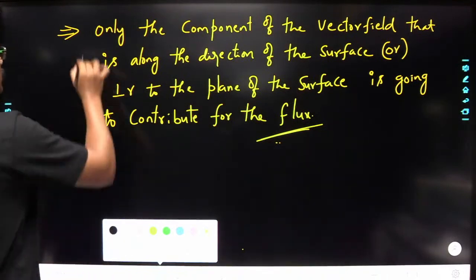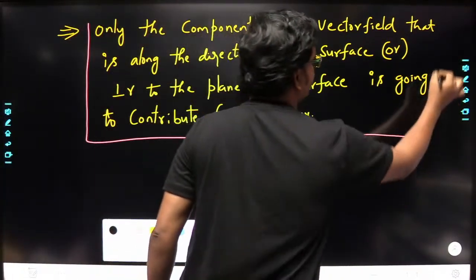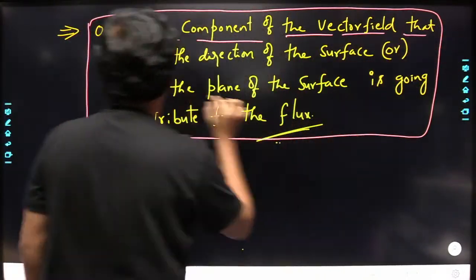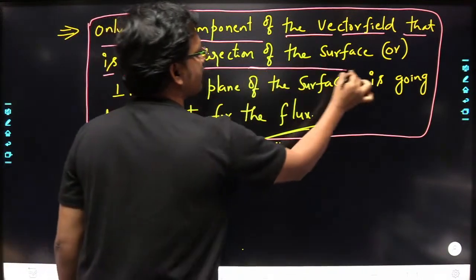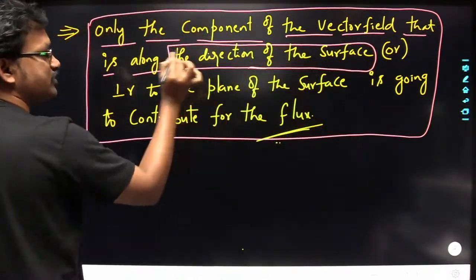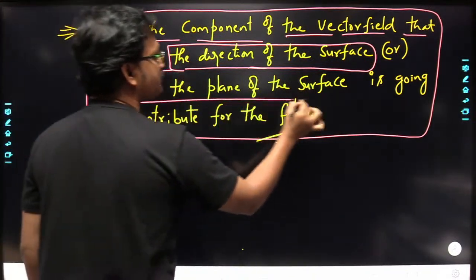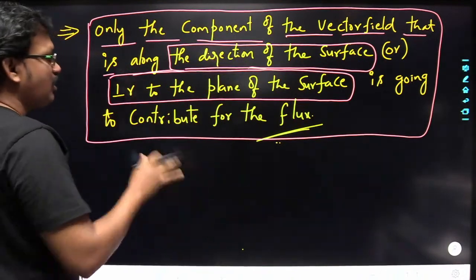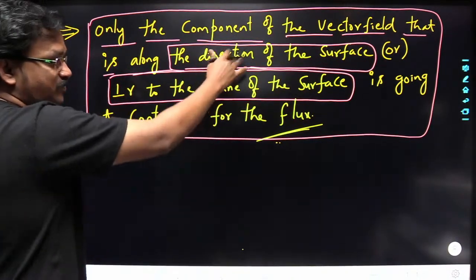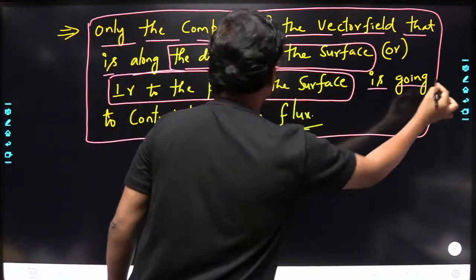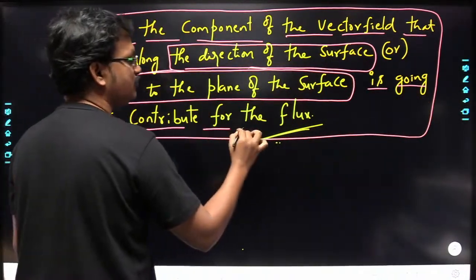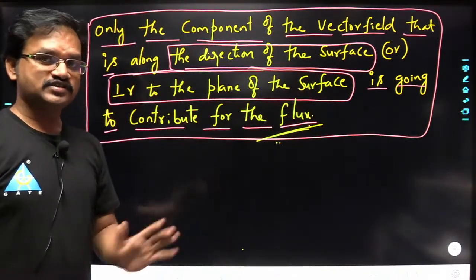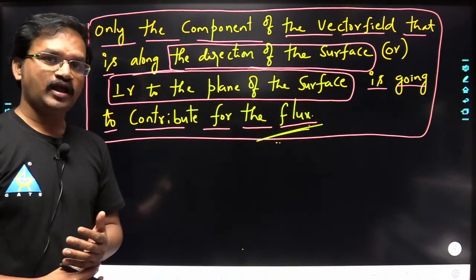Only the component of the vector field that is along the direction of the surface, or perpendicular to the plane of the surface. Both mean the same, yes or no? Both mean the same. That is going to contribute to the flux. So the component which is parallel to the plane of the surface is not going to contribute to any flux here.